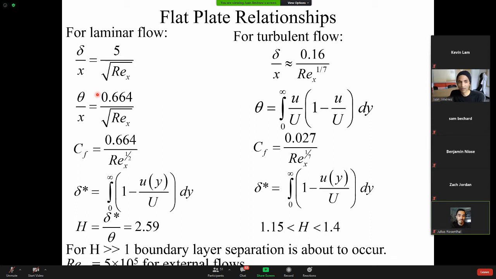Yeah, will we need to find the distance along the plate where it turns from laminar to turbulent?